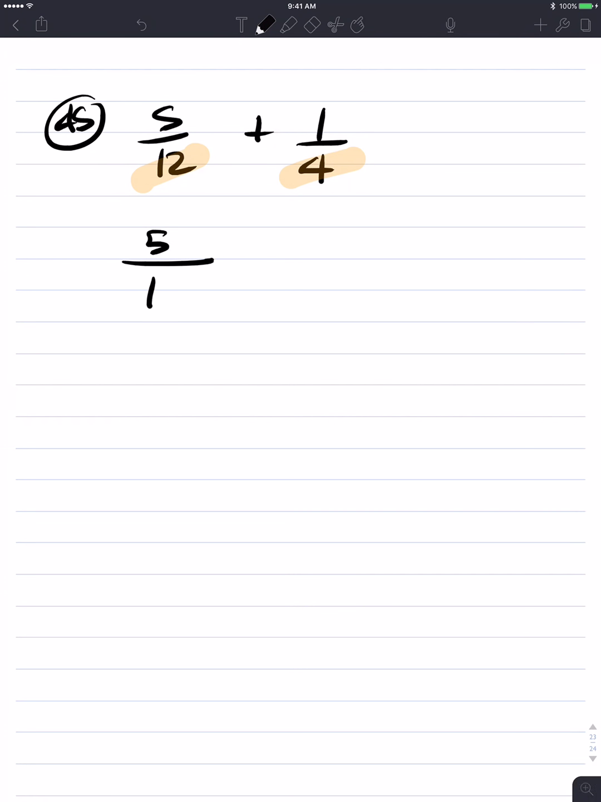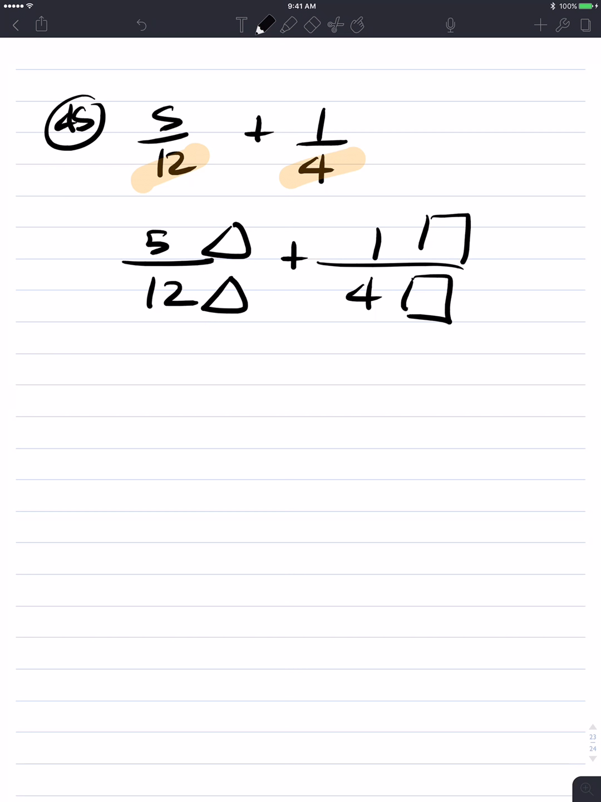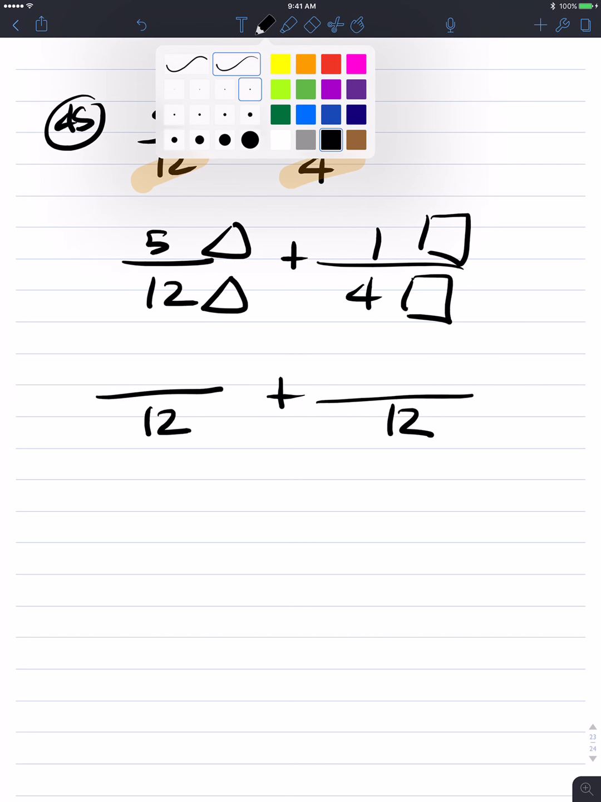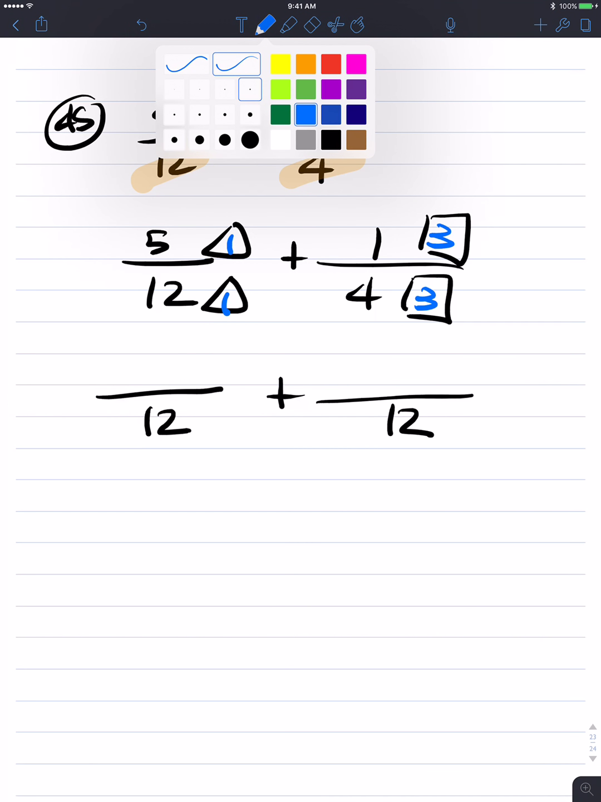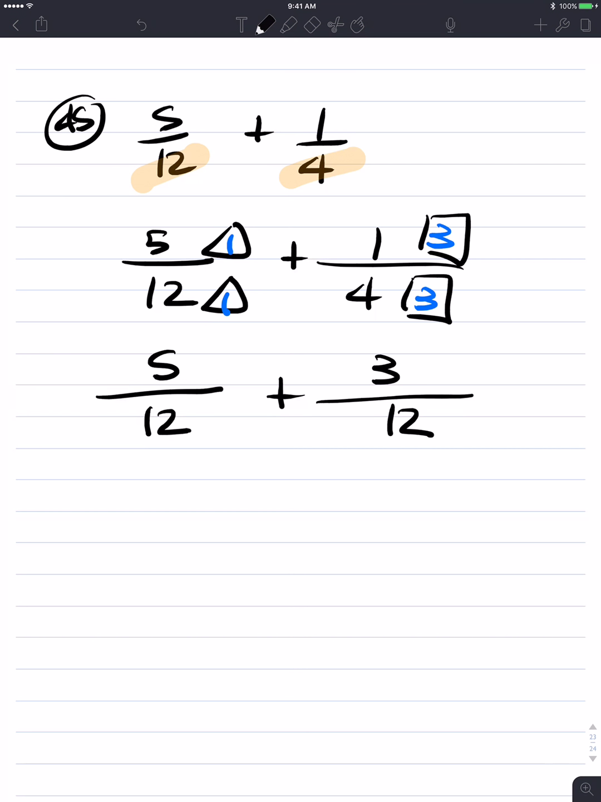45. 5/12 plus 1/4. Again, 12 and 4 are not the same. They are unlike. I have to do my setup. The LCM of 12 and 4 is 12. 12 times 1 is 12, and 4 times 3 is 12. 5 times 1 is 5. 1 times 3 is 3.